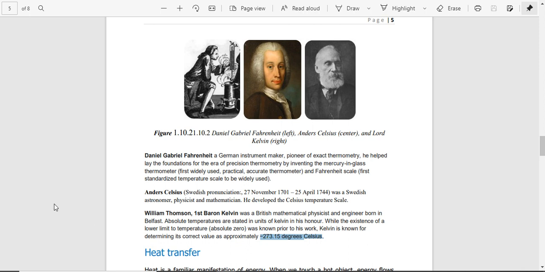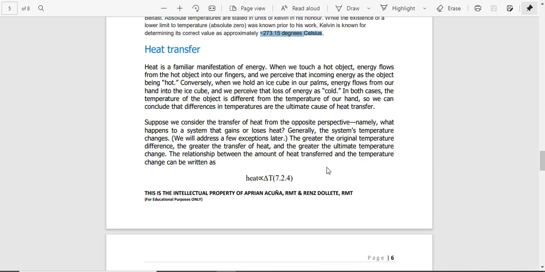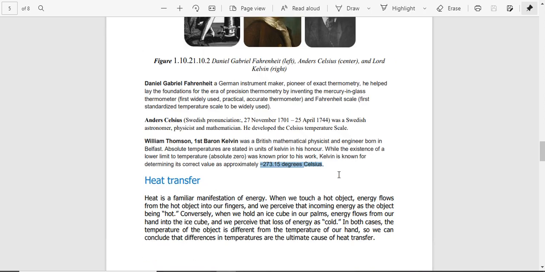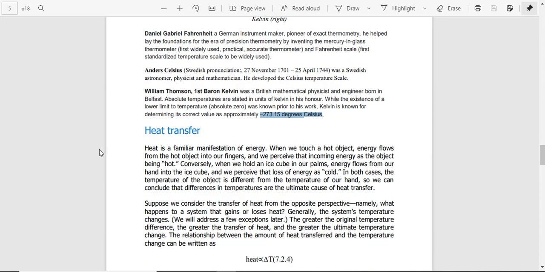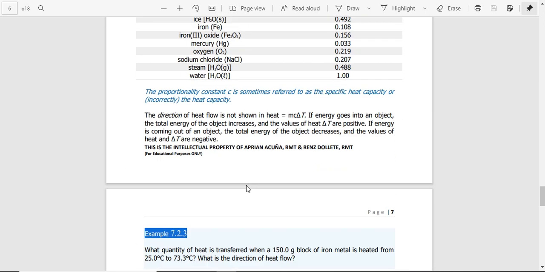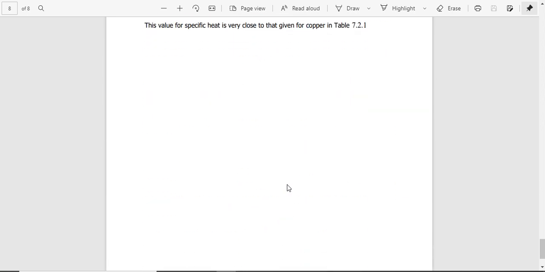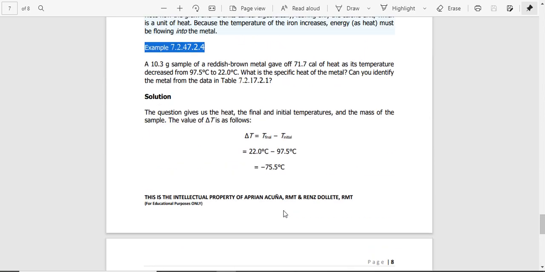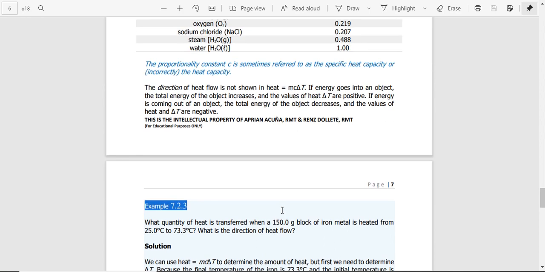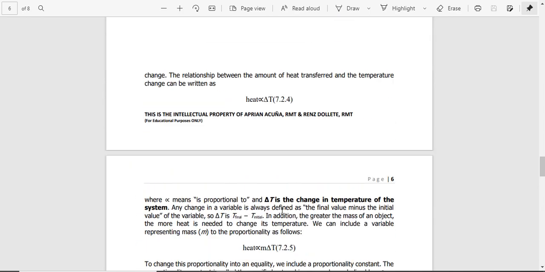So that would be all regarding sa atong temperature. Sa atong heat transfer, hindi na pagdugangan sa atong finals since kulang na kita sa time. Okay, so I'll be sending this today so that you can start now.